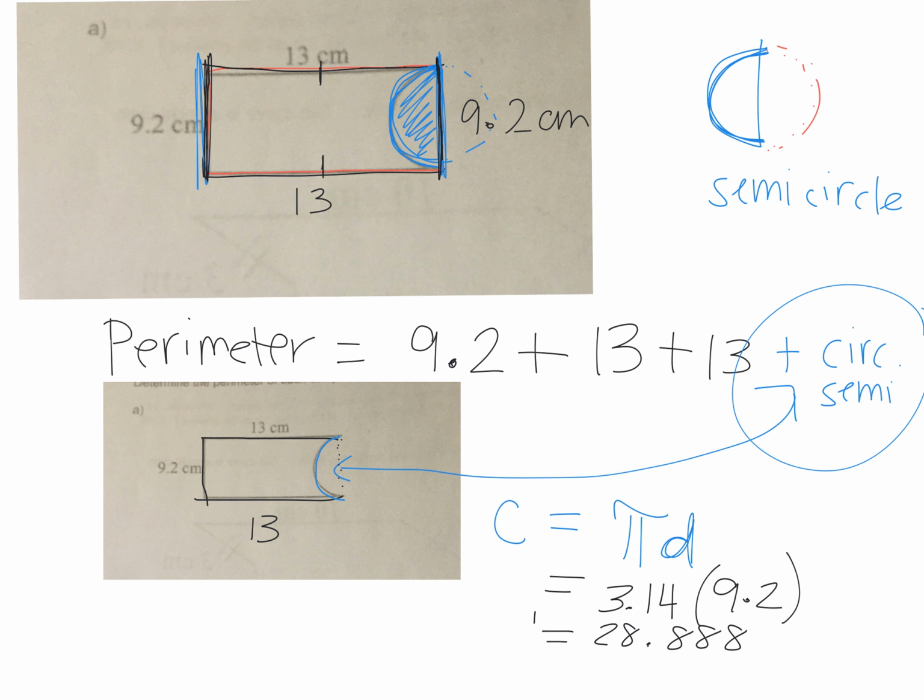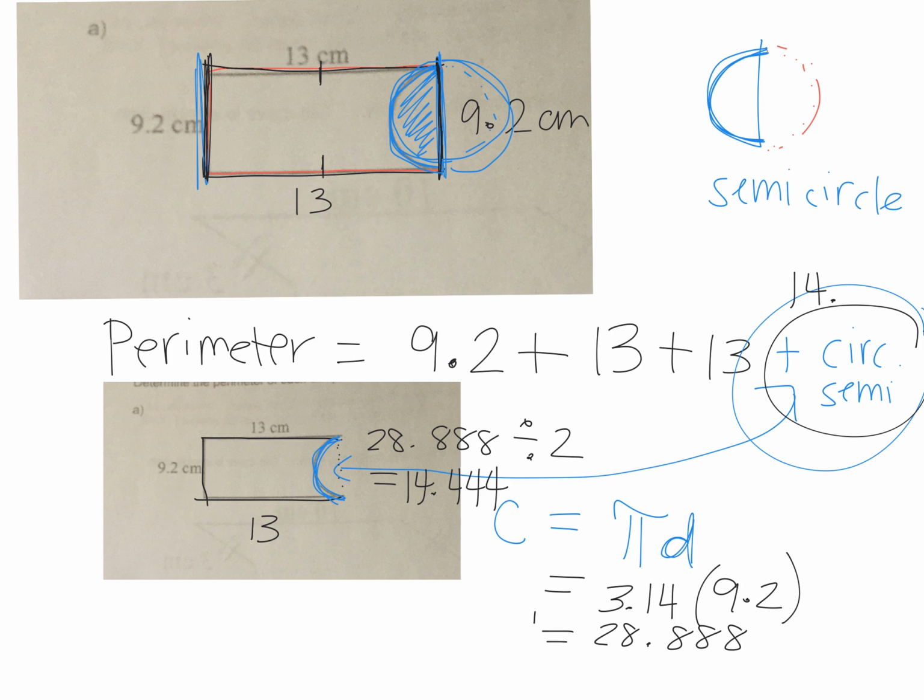So that would represent the distance, look here, Maurice, from here to here. The whole circle is 28.888. But we only need to include half of it. Only half of it is in the shape. How do you find half of something? Okay, so let's take 28.888 and divide it by 2. What do we get? 14.444. So the circumference of the semicircle is, let's round it off to 14.4.